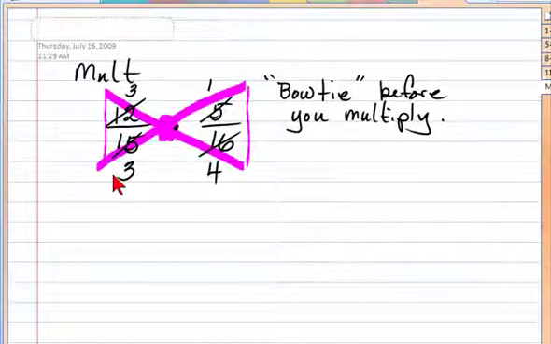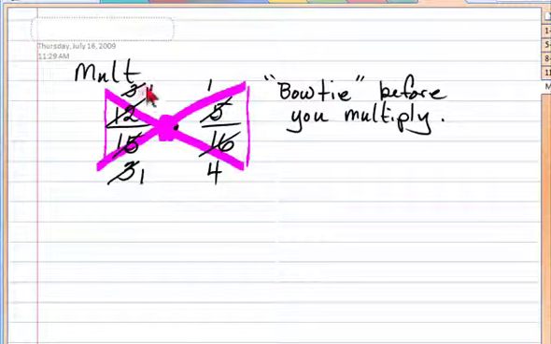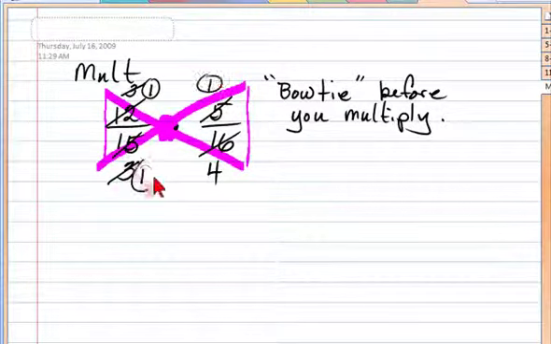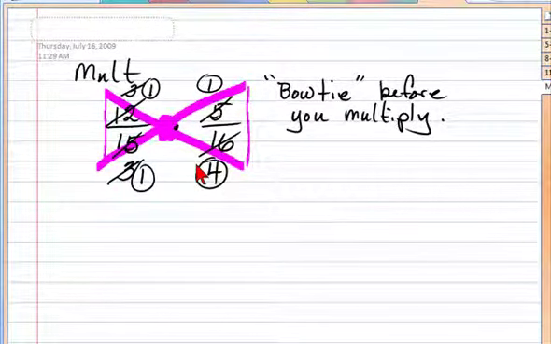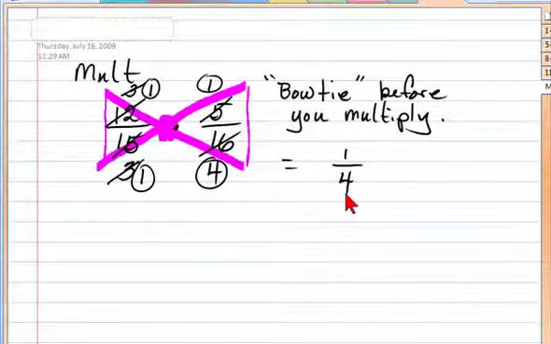Do you see anything else? The 3's, and sometimes the vertical is overlooked. 3 goes into itself once. 3 goes into itself once. Multiply the leftovers, and sometimes it's hard to even see the leftovers. What would you get? You would get 1/4. Is that okay? All right.